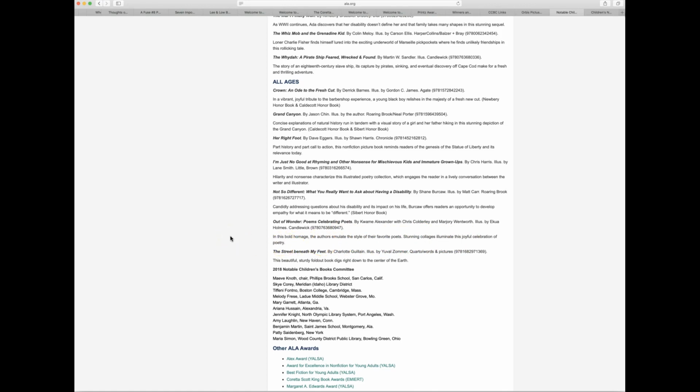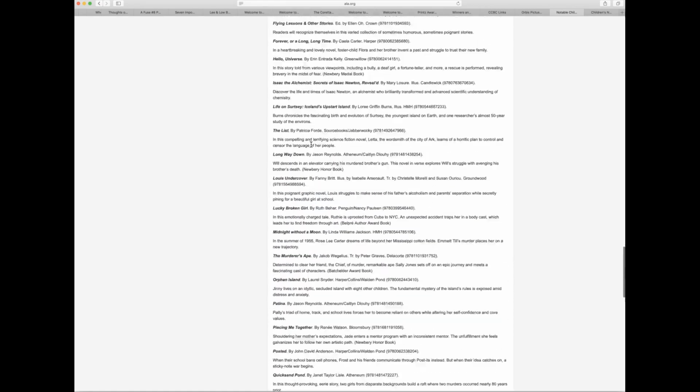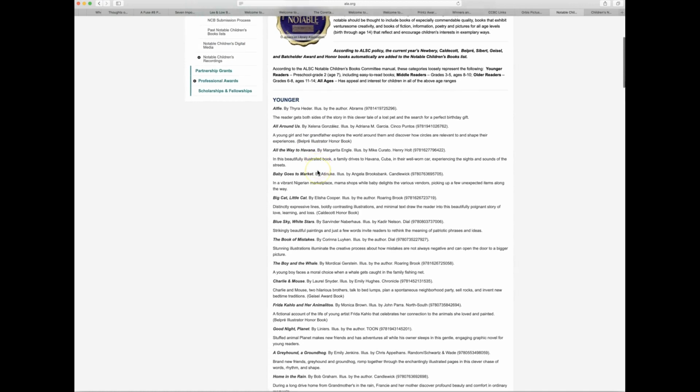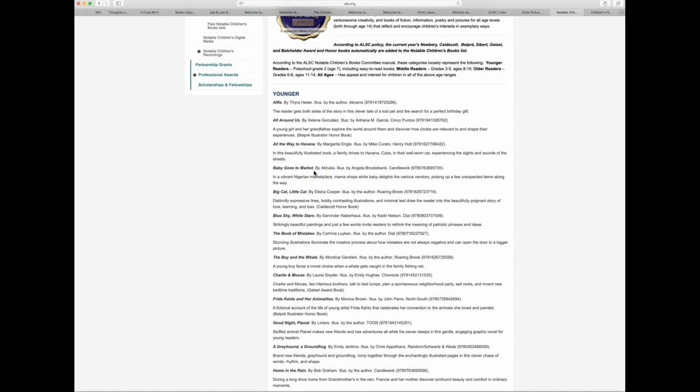That's both evaluative and descriptive, but mostly you want to be descriptive and even try to bring in, when you do an annotation, particularly on a list like this, kind of tease them. So Baby Goes to Market, which I loved: In this vibrant Nigerian marketplace, Mama shops while Baby delights in the various vendors, picking up a few unexpected items along the way. So it kind of leaves a little bit of mystery. What are the items that she's picking up?